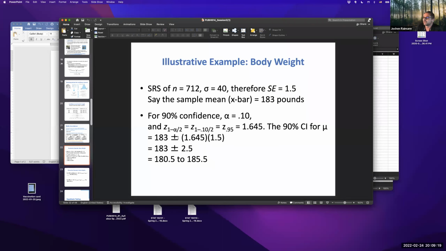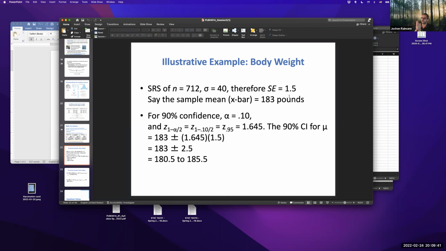Okay, we have, where is this slide? Okay. So essentially, we have a known sigma. So this is an N. We have a sample of 712 individuals. We have a known population standard deviation of 40. And we are calculating a standard error of the mean of 1.5.